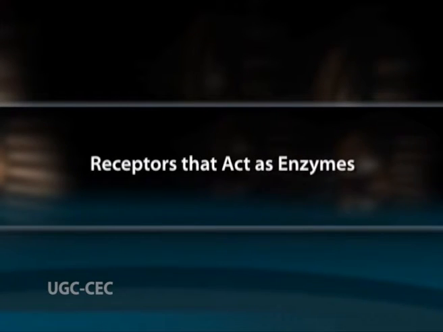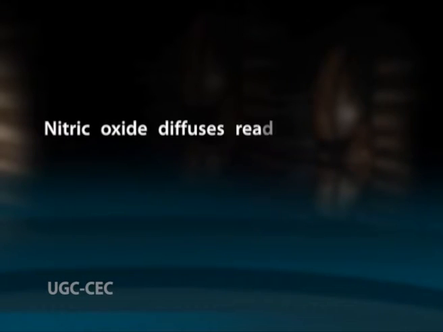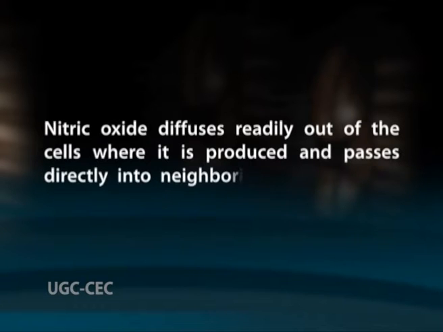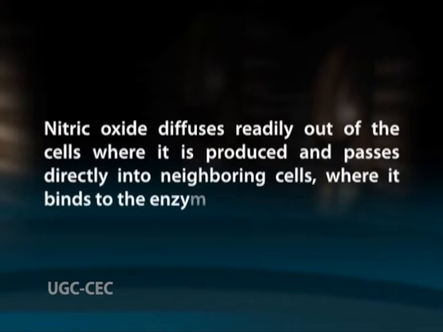Receptors that act as enzymes. Some intracellular receptors act as enzymes. A very interesting example is the receptor for the signal molecule nitric oxide. Nitric oxide diffuses readily out of the cells where it is produced and passes directly into neighboring cells, where it binds to the enzyme guanylyl cyclase.